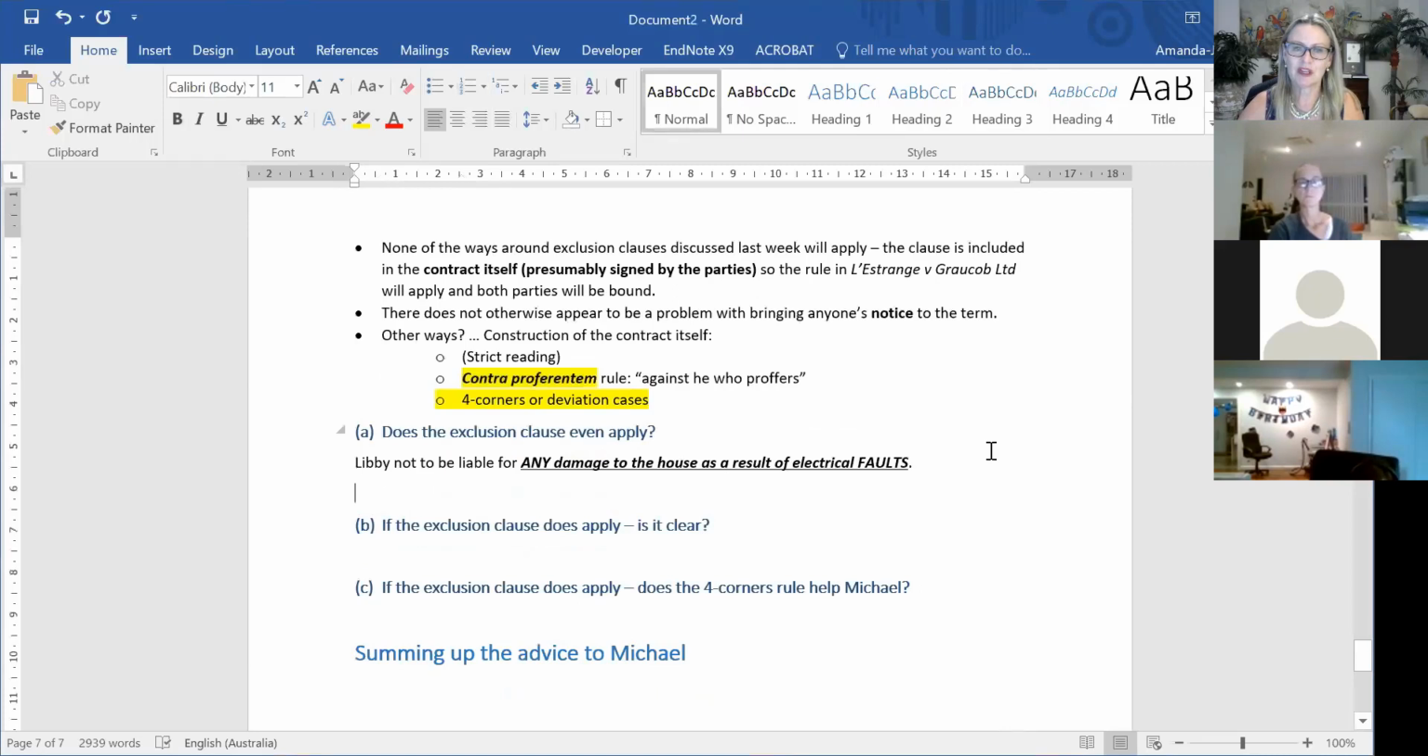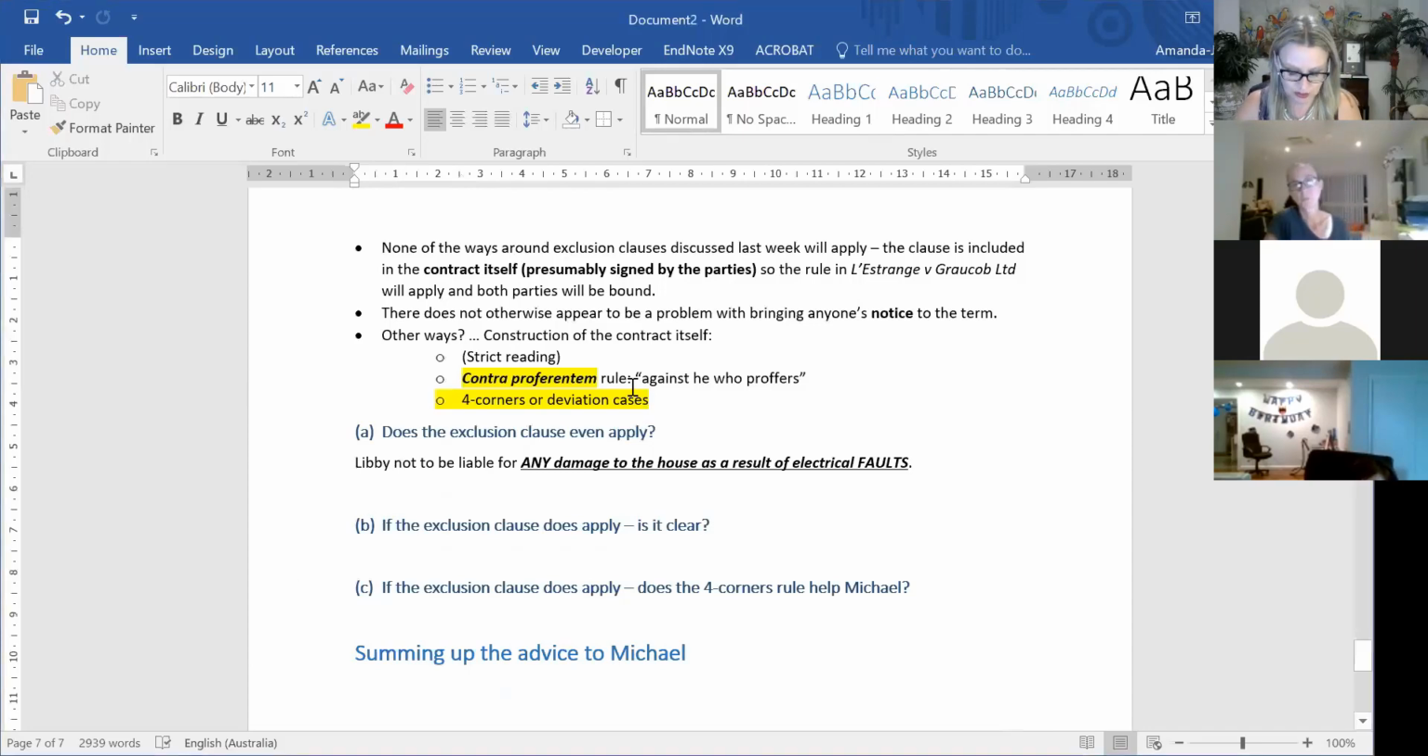But before we even get to those, I think there's a nice little argument about whether or not the exclusion clause would even apply. If we have a look at it, the exclusion clause says Libby's not to be liable for any damage to the house as a result of electrical faults. What's happened here? They've overloaded it. So is an overload a fault? Did it cause a fault? I'm not sure.